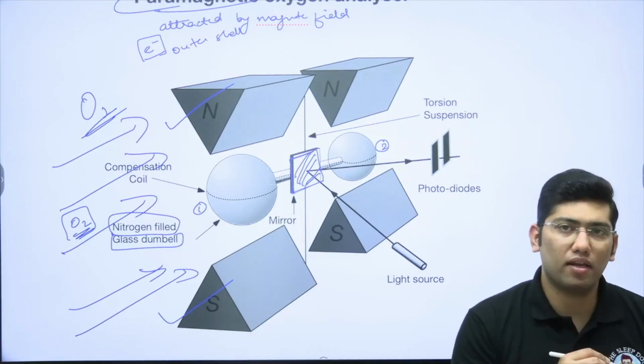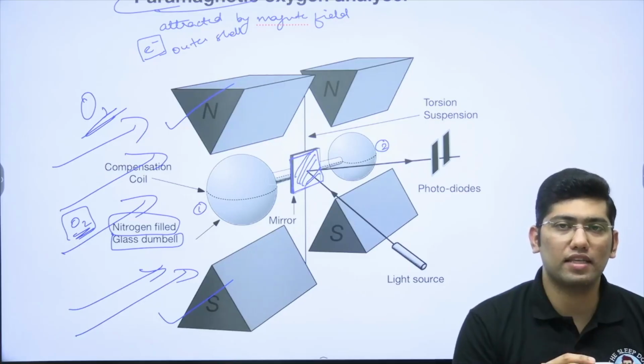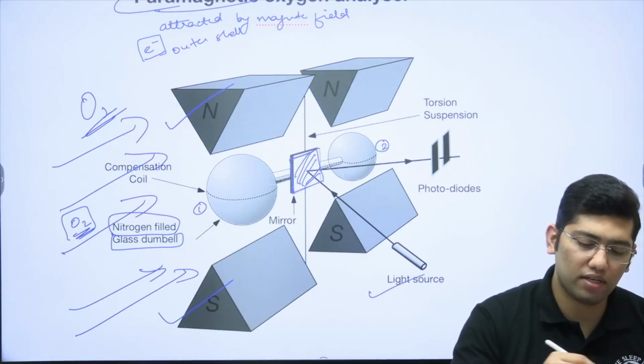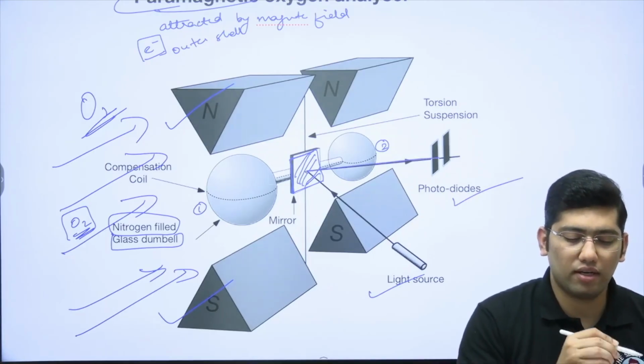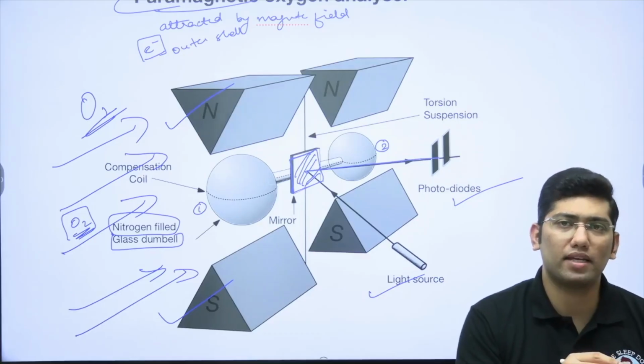Simple. There is a mirror, right? Shine a light and see the reflection. If the reflection stays nil, then there is no reflection in the field. So that is why we have a light source here and a photodiode which captures the reflected light. It's a very simple paramagnetic analyzer.